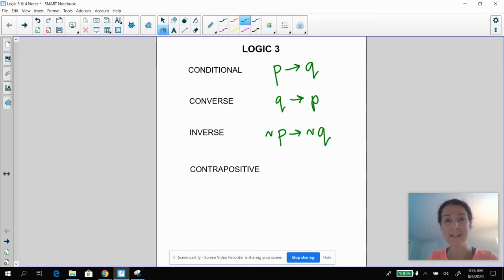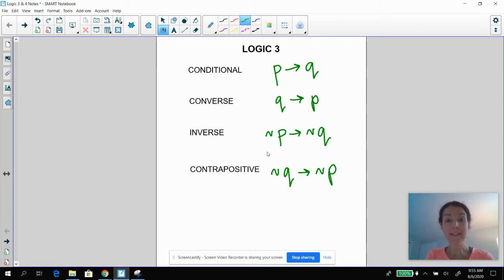And then contrapositive, so this is sort of the weird one. This is probably a word you haven't heard of before. The contrapositive is going to be the inverse of the converse. So see how the converse is Q then P? So the contrapositive is going to be not Q then not P. Go ahead and pause this and make sure you have all of this down.